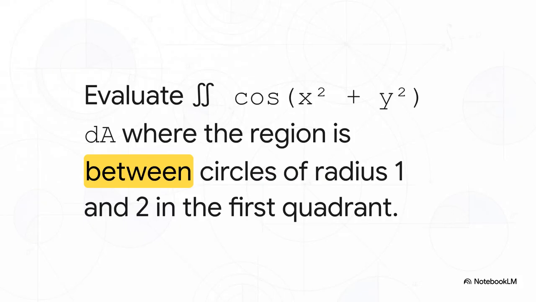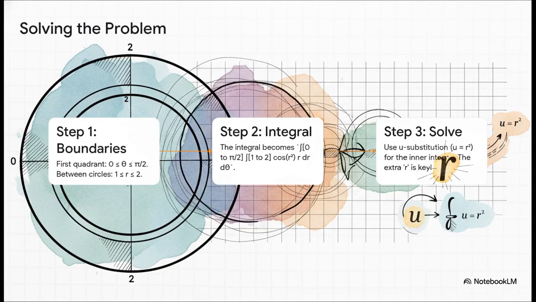So for this one, we're asked to integrate this function, cos of x squared plus y squared, over the specific region. It's basically a slice of that ring shape, right? It's between a circle of radius 1 and a circle of radius 2. And it's only in the first quadrant. I mean, come on, a description like that is just screaming at you to use polar coordinates. And the setup? Just as easy as before.